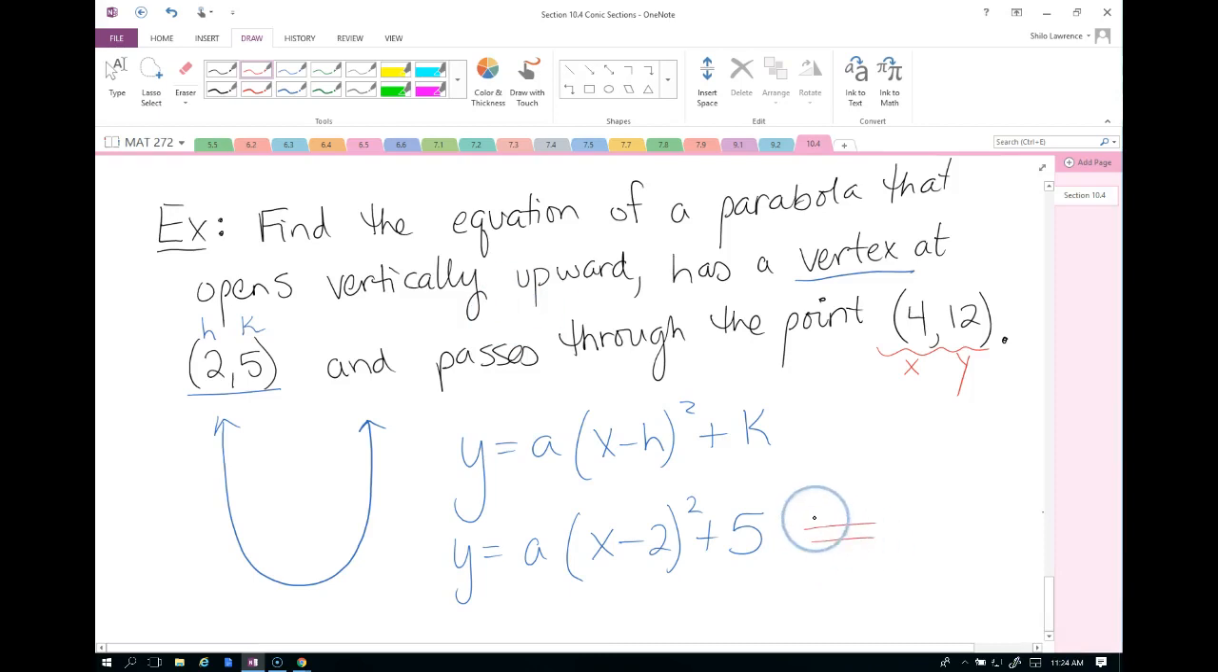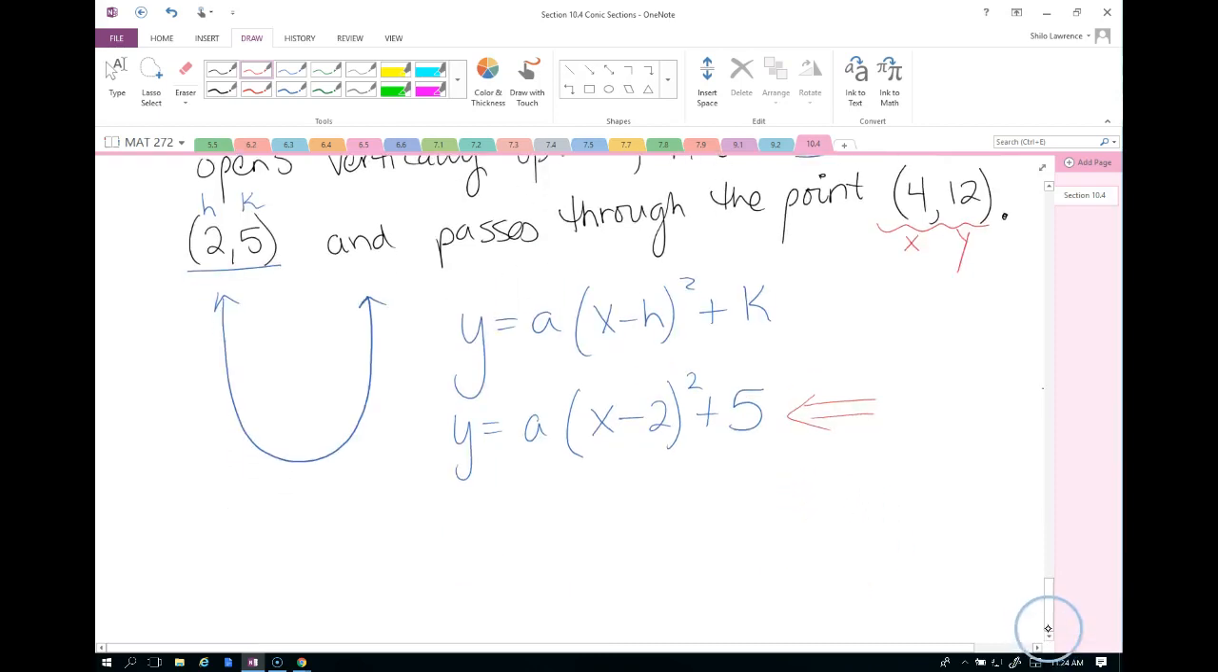Because this equation is not going to be done until we know a. So typically we would not plug in anything for x and y. Those are variables. But we're going to do it just for a second, just so we can solve for a. So 12 is equal to a times (4 minus 2) squared plus 5. I know that that combination of x and y should work on this parabola. And that's enough information for us to figure out what a is. And now we can solve for a, because a is the only unknown there.